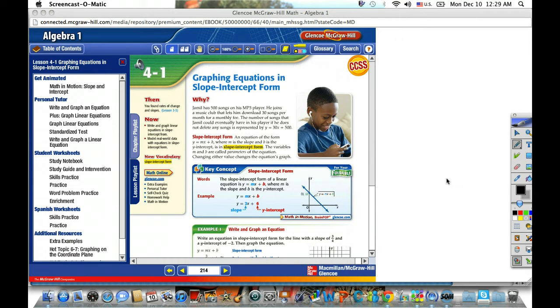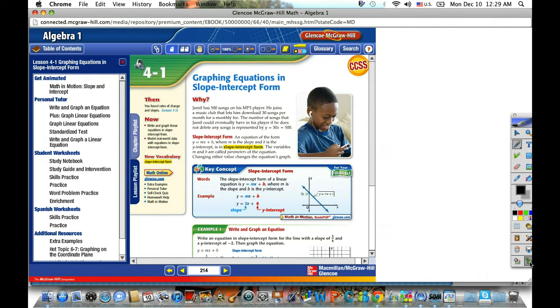We are starting Chapter 4, Section 1, Graphing Equations in Slope-Intercept Form. In Chapter 3, we explored standard form, which is ax plus by equals c. We've learned how to do that in Chapter 3. But in Chapter 4 now, we're going to learn how to do slope-intercept form.